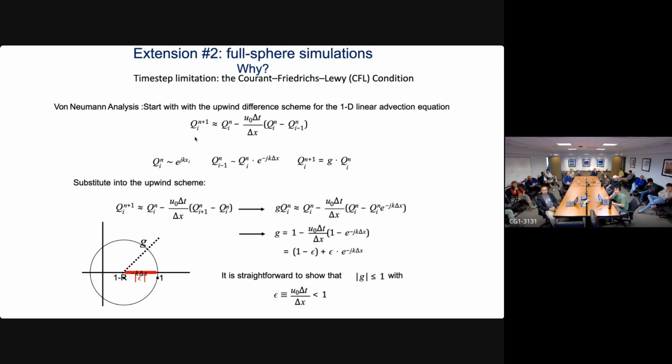So if you use the same discretization, the first order temporal method and the upwind spatial method, and put everything into Fourier space, we end up with a numerical scheme with an amplification coefficient G. And G will be smaller than 1 if the so-called CFL number epsilon is smaller than 1, where epsilon is equal to the time step divided by the cell length.